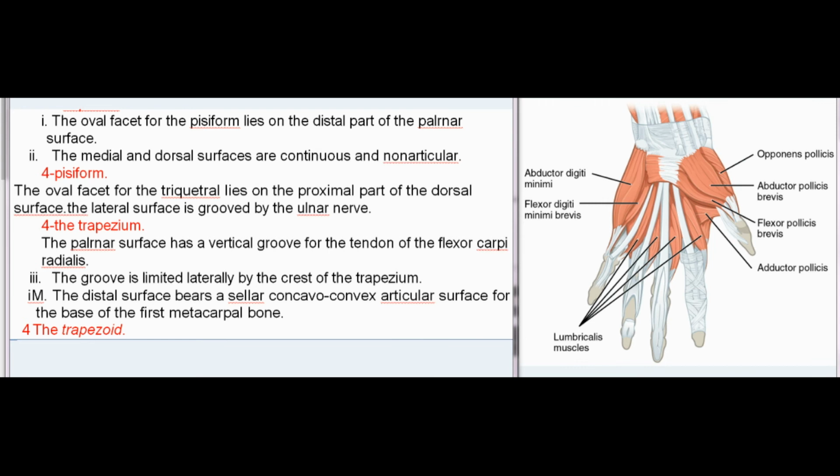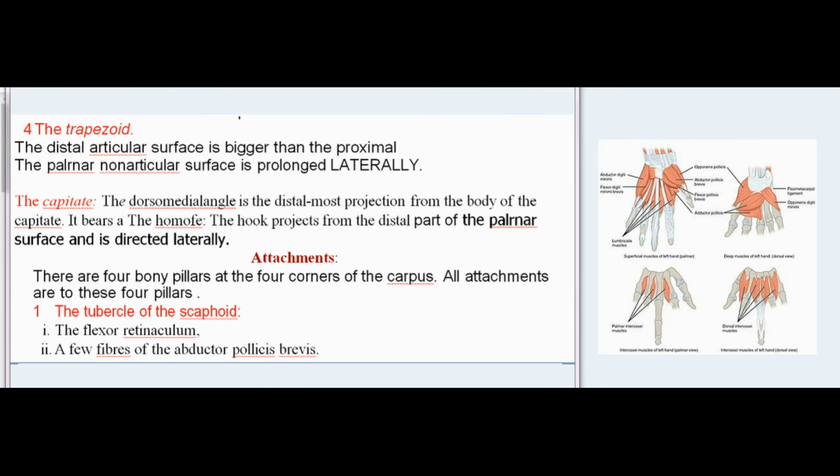5. The trapezium: the palmar surface has a vertical groove for the tendon of the flexor carpi radialis. The groove is limited laterally by the crest of the trapezium. The distal surface bears a saddle-shaped concavo-convex articular surface for the base of the first metacarpal bone. 6. The trapezoid: the distal articular surface is bigger than the proximal. The palmar non-articular surface is prolonged laterally. 7. The capitate: the head is the distal-most projection from the body of the capitate. 8. The hamate: the hook projects from the distal part of the palmar surface and is directed laterally.